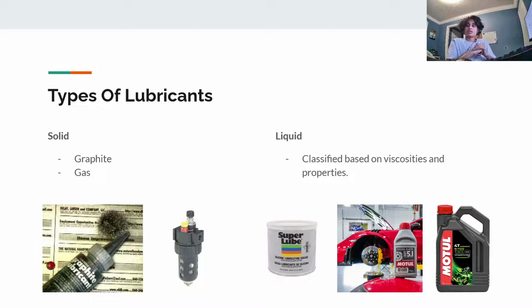So there are two main types of lubricants. We have solid and liquid lubricants. Each have their perks and benefits. We won't go into them though. For solid, we have graphite and gas.